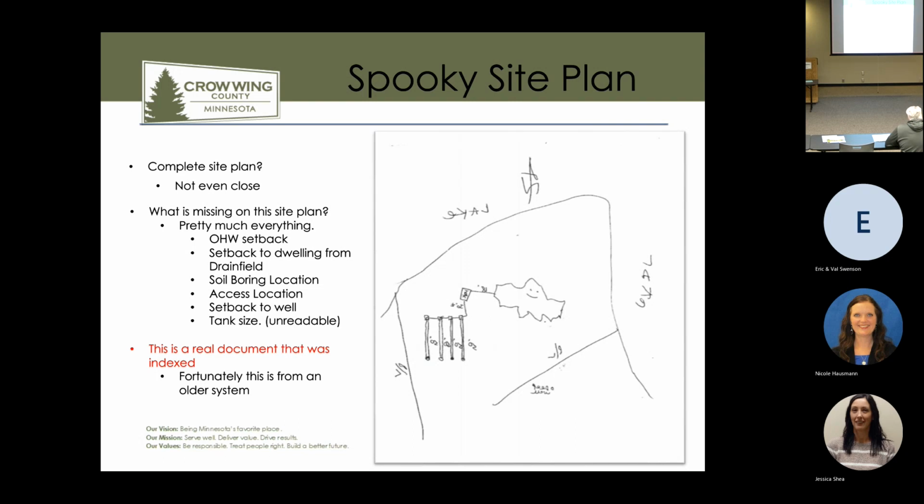The OHW setbacks, there's no reference to that. The setback to the dwelling and to the drain field is not on there. Soil boring locations haven't been included, and neither have the rest of the items. One note, this was from an older system, something that we just stumbled across. The Halloween ghost house was kind of amusing.